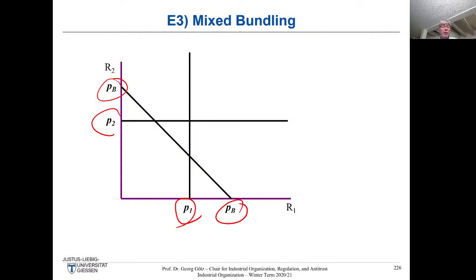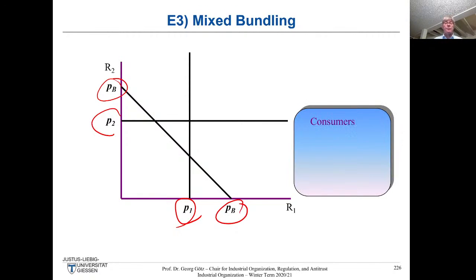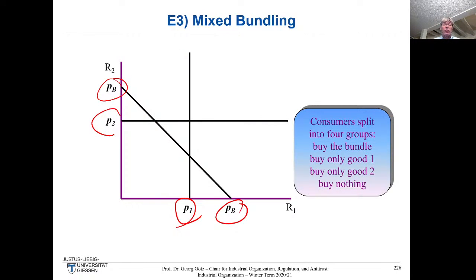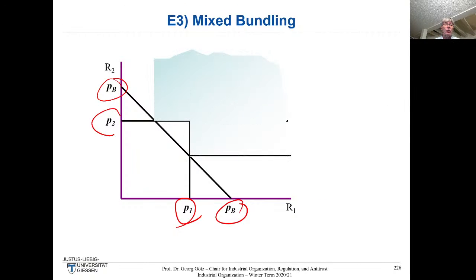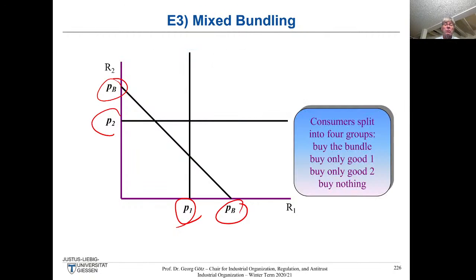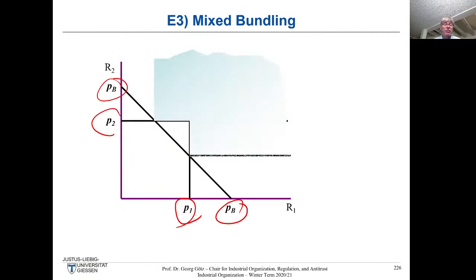Now again, what happens if you sell this mixed bundle? What does this mean? You sell both the bundle and you allow the consumers to buy the products separately. Consumers are split now again into 4 groups. One group buys only product 1, one group buys only good 2, and one group buys a bundle, and the others buy nothing.